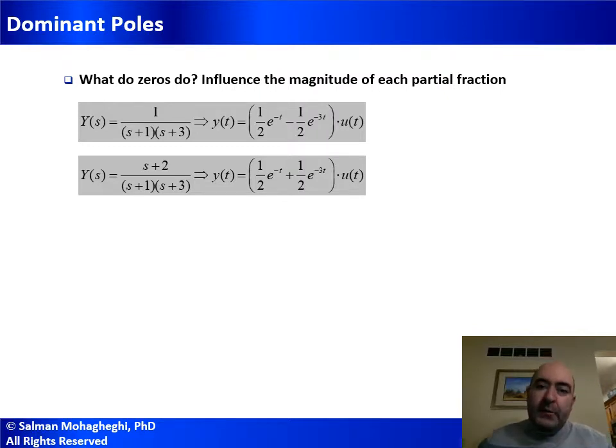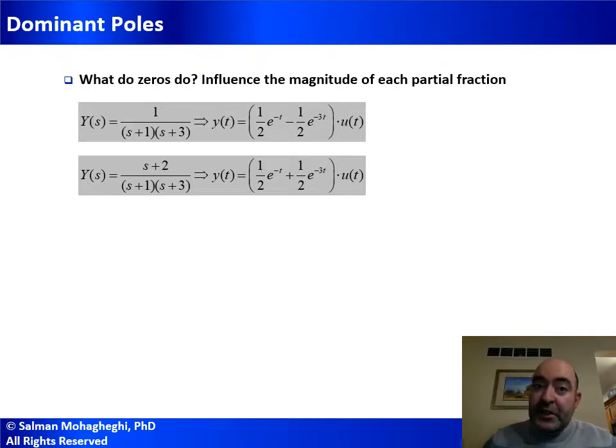Remember that every time that you have a pole in the system, the pole is going to have an effect in the output in the form of either an exponential or an exponential multiplied by a sine function. However, each of these terms, either e to the power of minus at or e to the power of minus at times sine or cosine, each of them is going to have a magnitude, a coefficient.